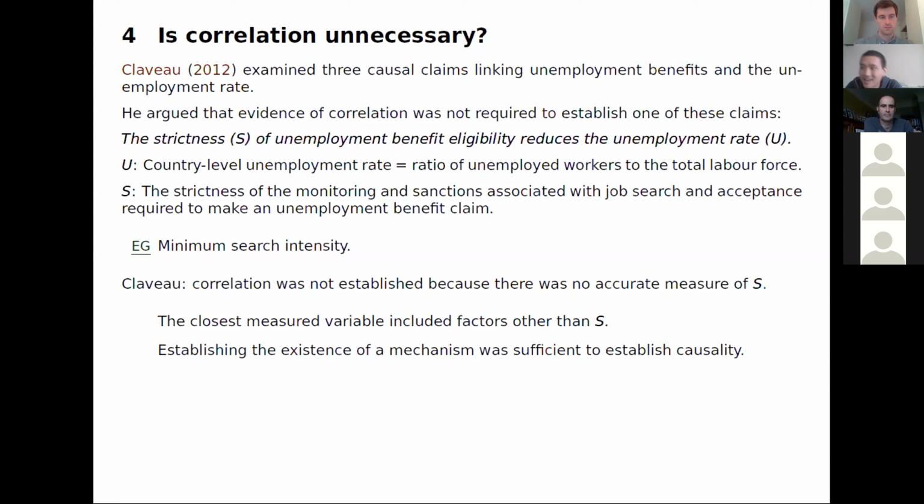Second, in this case, we argue that the mechanistic evidence was not enough on its own to establish causation generally. At best, the existence of a mechanism from benefit sanctions to employment was established in the United States, United Kingdom, Netherlands, and Switzerland. More will need to be done to establish a more general mechanistic claim that holds more widely across countries. So, contrary to Clave, the claim that the strictness of unemployment benefit eligibility reduces the unemployment rate across countries has not been universally established.